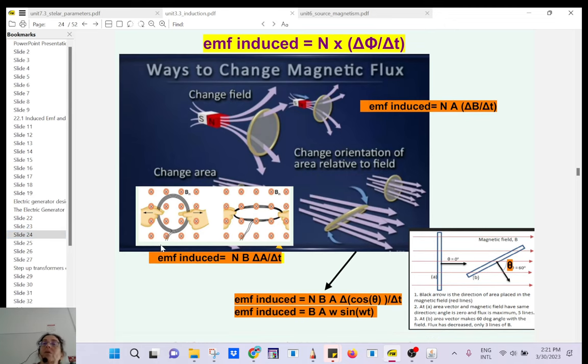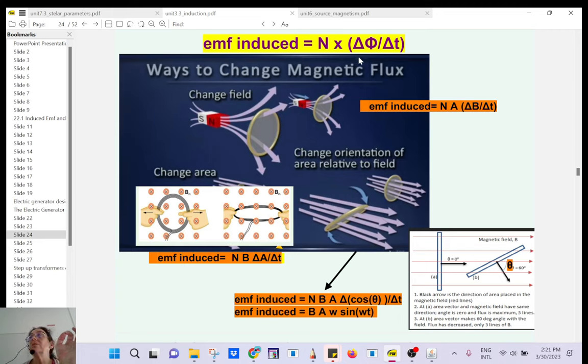And I tried to improve my slide again, so I hope now it's clear. I tried to summarize everything. How can you induce an EMF using Faraday's law of induction? So that will be the equation.